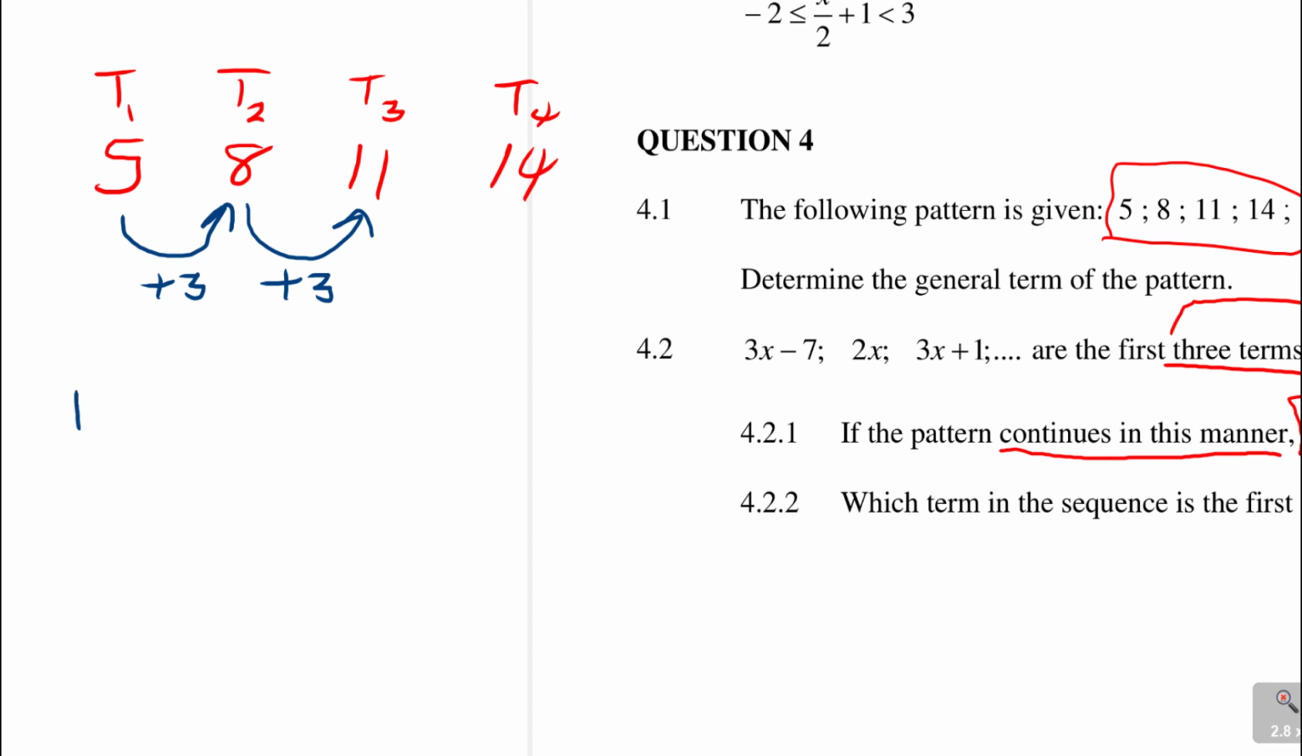I will say T3, right? Look at this. If I say T3 minus T2, what do I get? Or if I start from the beginning, T1 minus T2, all right? Then I have T3 minus T2, and then I have T4 minus T3. Look what I'm trying to do here.